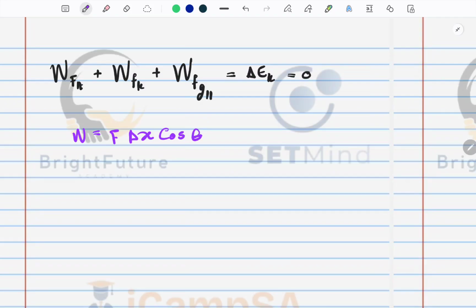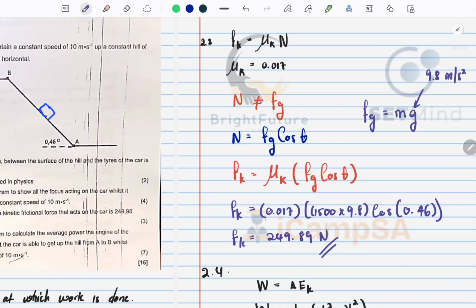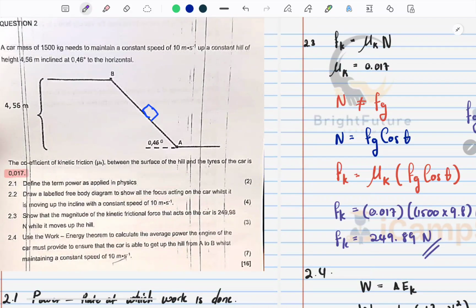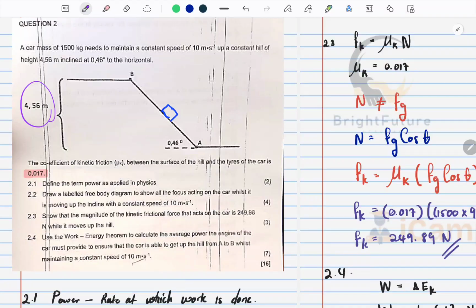Okay, but now if we go back and check here, we can see that we've only got this vertical height and the angle. We don't have the distance it moves along the incline. So we can come back here and try to get that distance, which is going to be our displacement. If we look here, this forms a right angle triangle. Okay, we've got this y here, we've got the angle, and we are looking for h here, which is our delta x. We are going to use sine.